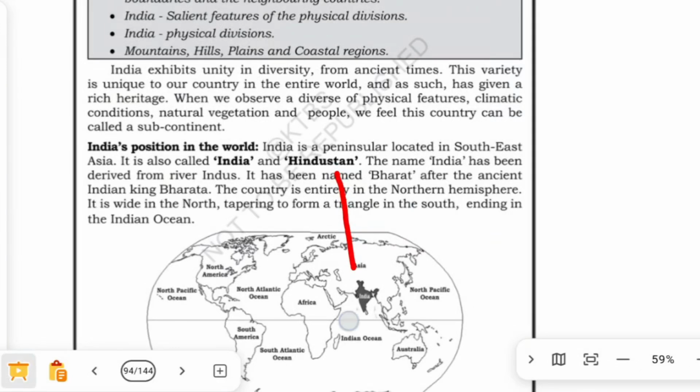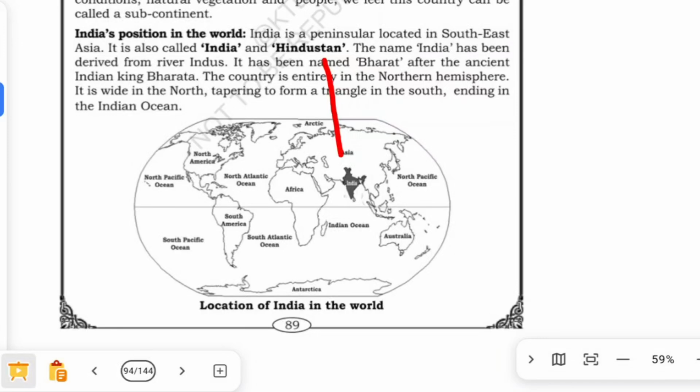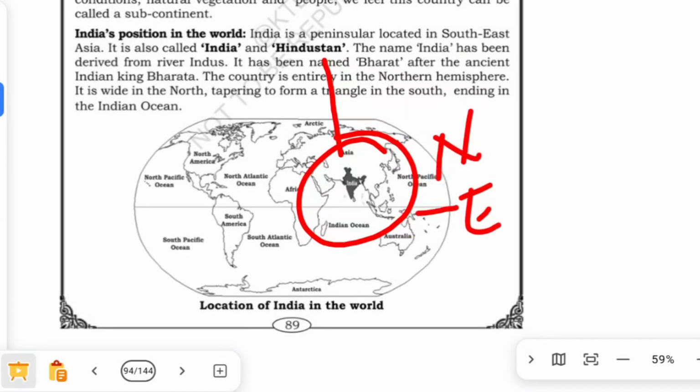So, where is India's position? India is a peninsula located in Southeast Asia. You can see this is Southeast Asia, this is the equator, and India is located in the northern hemisphere of the world. It has been named Bharat after the ancient king Bharat. The country lies entirely in the northern hemisphere.